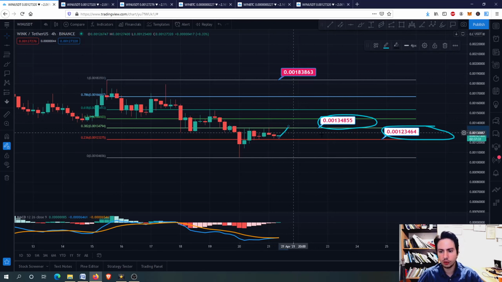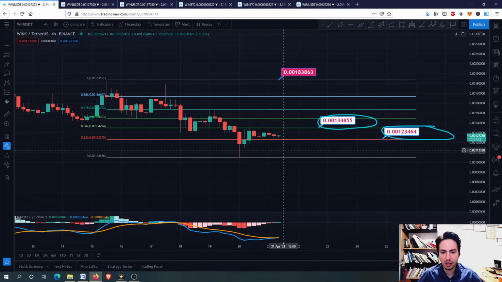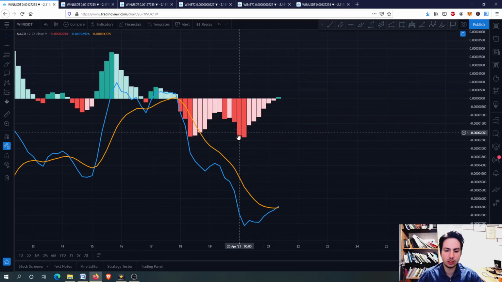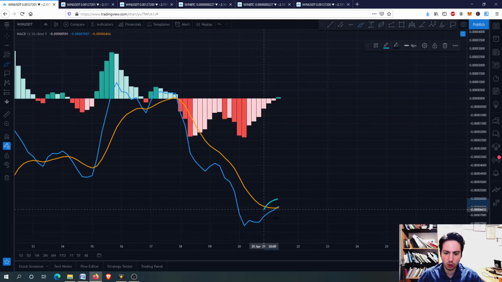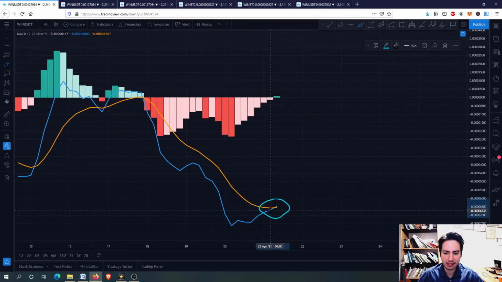Okay, so we need to focus on these two lines right here, going sideways between the 0.382 and the 0.5, because if we break down from this line, then we are going to see much lower support levels for Wink.